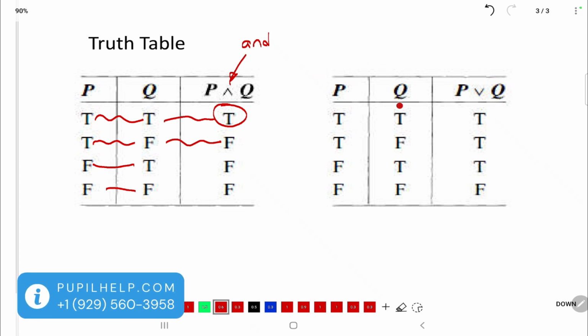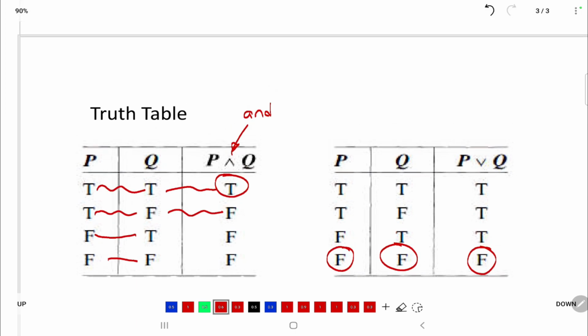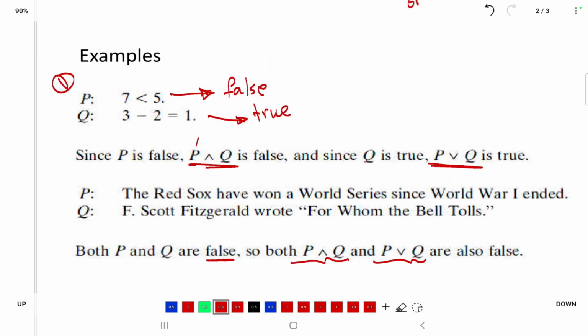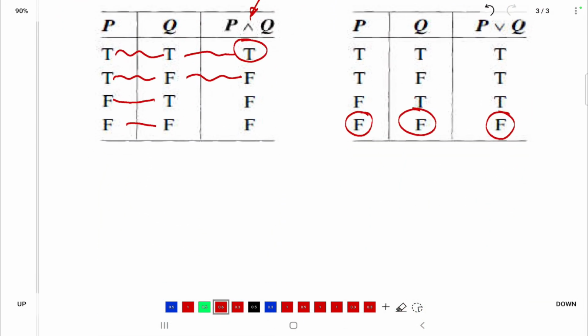Coming to P or Q, if we come to this, T, F, you see, the only false is when both of them are false. Now I think it is quite clear if we apply the results from the truth table to these examples. So if we apply the table here, it will be apparent why we said, for example, P and Q is true. Okay? Now we will have more examples.